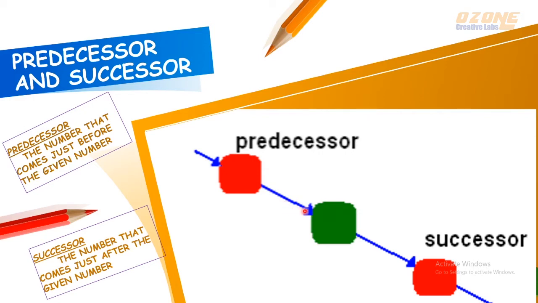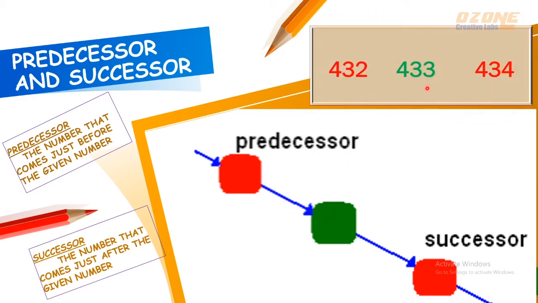We'll go through an example. Here 3 numbers are given. So the middle number is the given number, and the number just before that is considered as predecessor, and the number just after that is considered as successor.